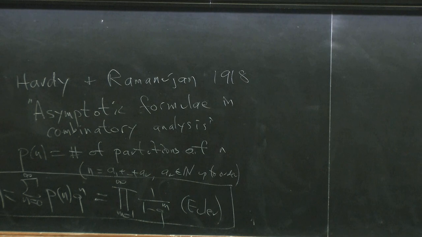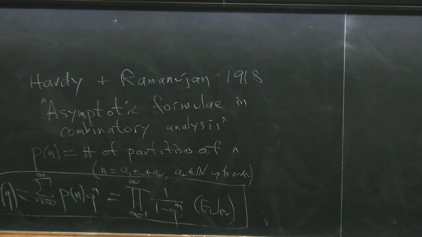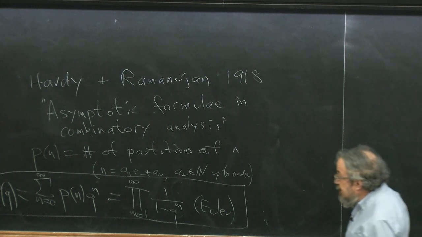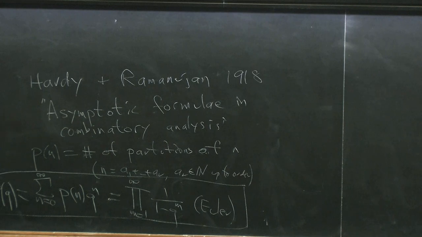And now, as I've already suggested, the key point is that this function p of q, if you think of q as e to the 2 pi i tau, with tau in the upper half plane, then up to a simple factor, q to the 1/24, this is a modular form of weight minus a half. And that means it transforms in a completely known way under the modular group.